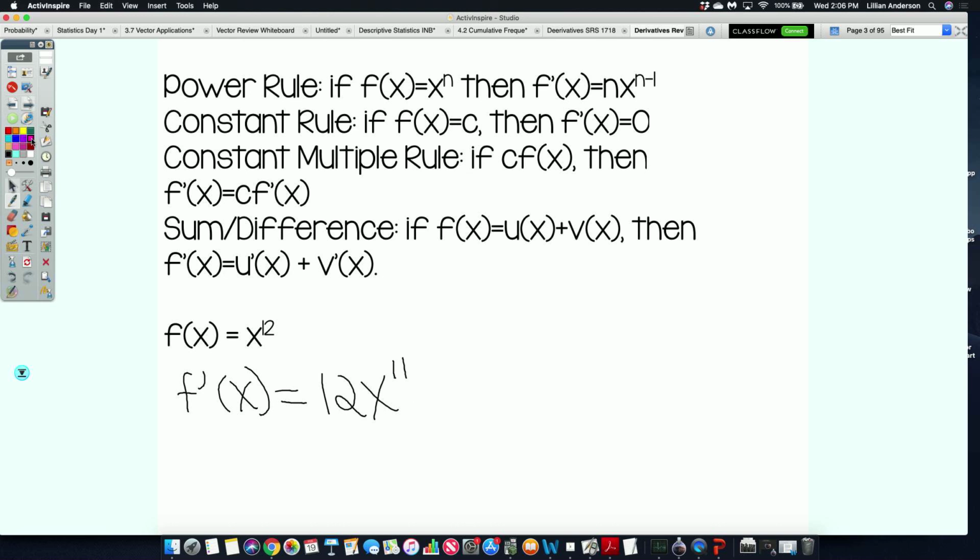Okay, think. Derivatives are slightly different from integration. Remember, in integration, we added 1 and then divided by the new exponent. With derivatives, you bring down your exponent first and then subtract 1 after. So that's your derivative, no plus c, just that.